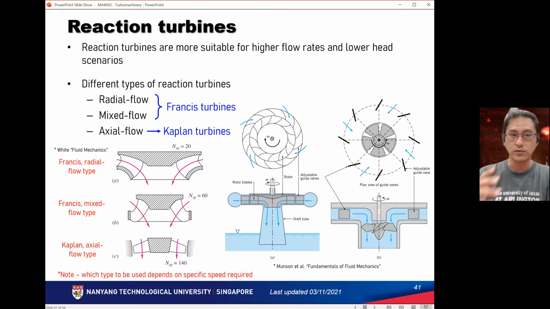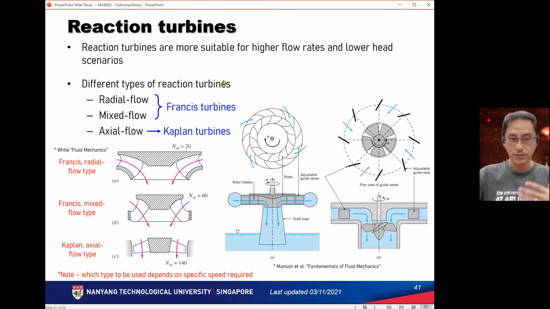Now, for reaction turbines, I don't think I want to go into the mathematics because they're usually quite complicated, and based on the scope of this module, it's probably not wise of me to go into too much depth on the mathematics and so forth. So I think I'll go through the reaction turbines on a qualitative basis. Reaction turbines are more suitable for high flow rates and lower pressure head scenarios.